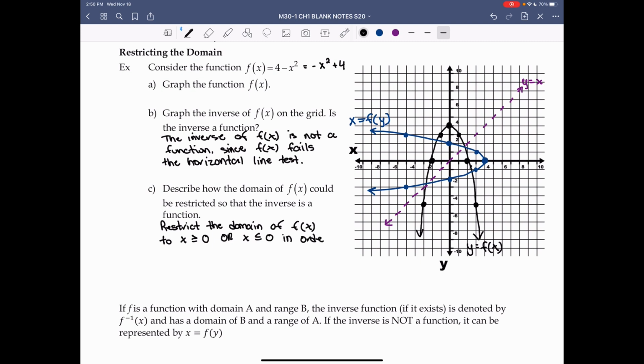So we're just getting one half or the other in order to make the inverse of f of x a function. Because then our inverse would be either just this half, which is a function, or it would just be this half, which is also a function. It's when we have these 2 halves together that we fail the vertical line test, and then the inverse is not a function.